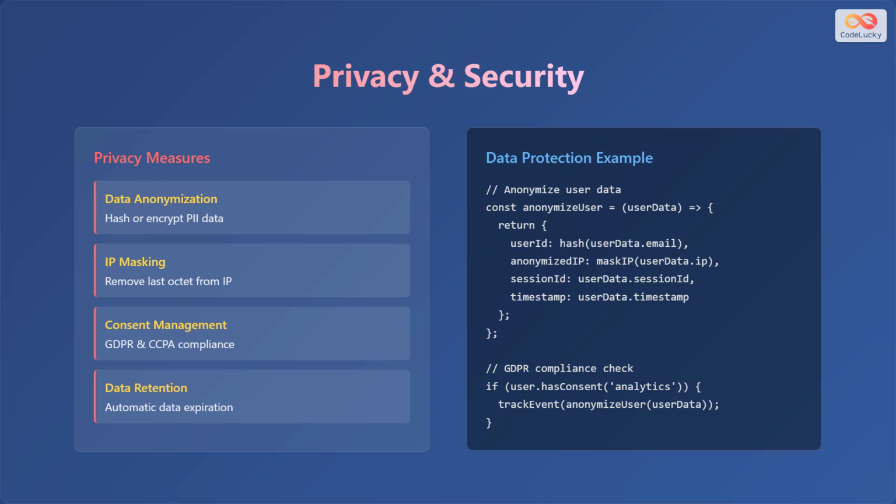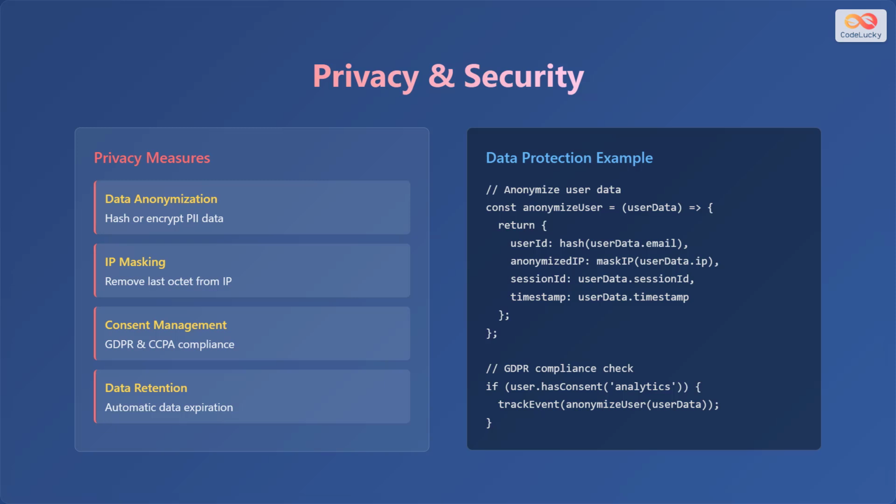Now let's move to privacy and security. Key privacy measures include data anonymization to hash or encrypt personally identifiable information data, Internet Protocol masking to remove the last octet from Internet Protocol addresses, consent management for General Data Protection Regulation and California Consumer Privacy Act compliance, and data retention for automatic data expiration.